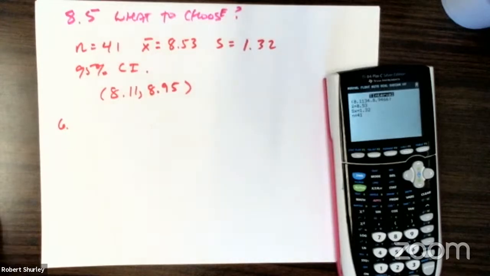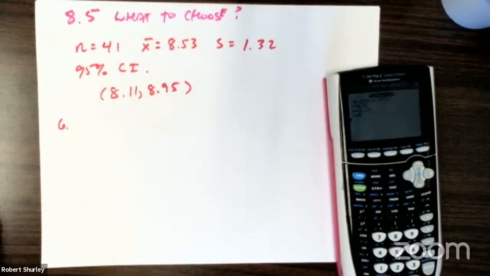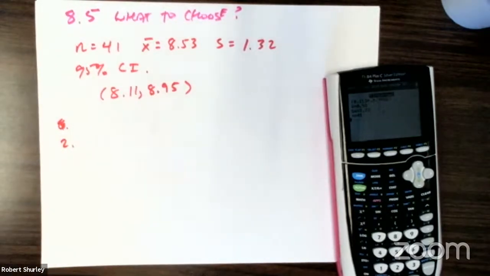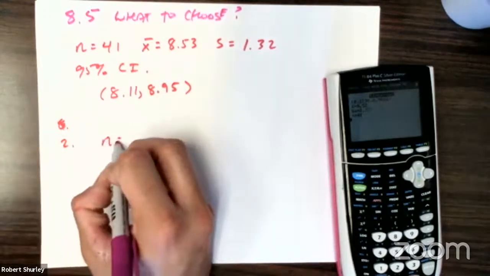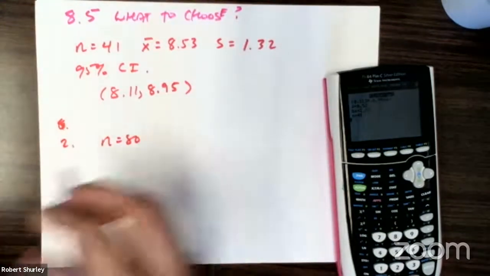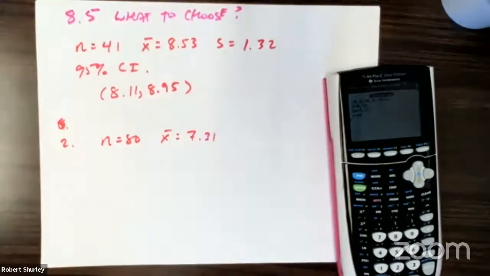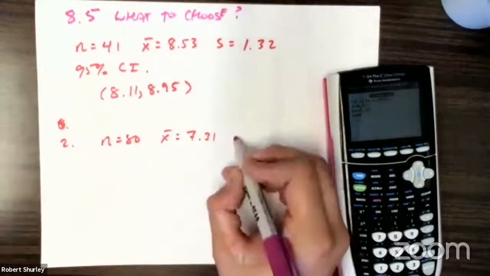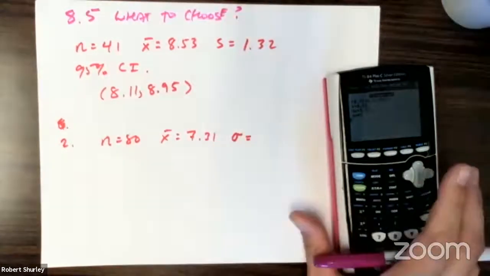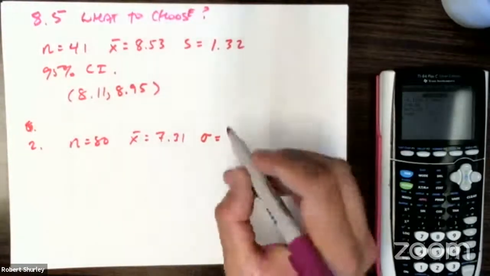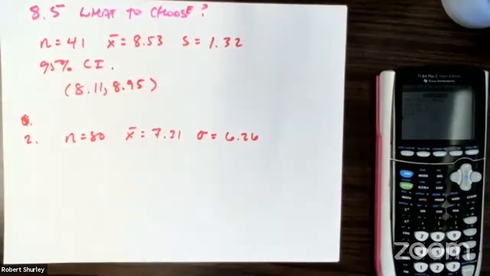Actually, I lied, guys. Number 2. Let's do number 2 first, which is still on page 408. It says a simple random sample of size 80, so n equals 80, has a mean of 7.31. The population standard deviation, it's given us the population standard deviation, so we're going to use the Z distribution here, is 6.26. Construct a 99% confidence interval.